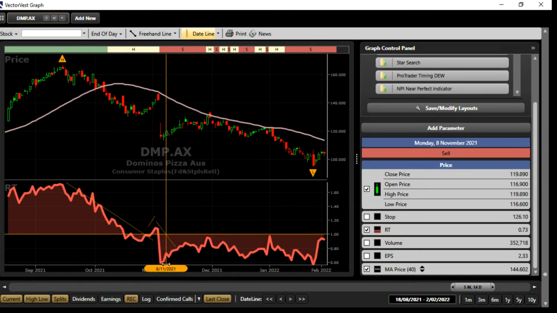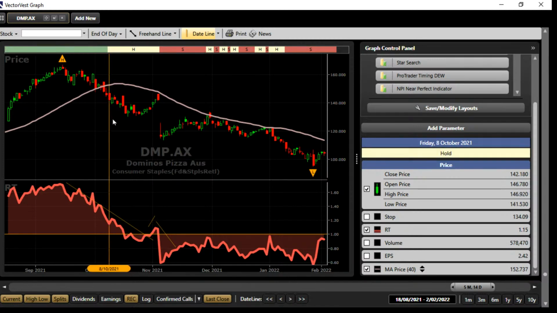So by here, you definitely want to be careful. Here you get your first sort of warning, but by here, the second time it goes below one in relative timing, you really want to be careful. Notice too, look at this, the 40-day moving average is breached here. All right, so at that point, you really want to be careful.